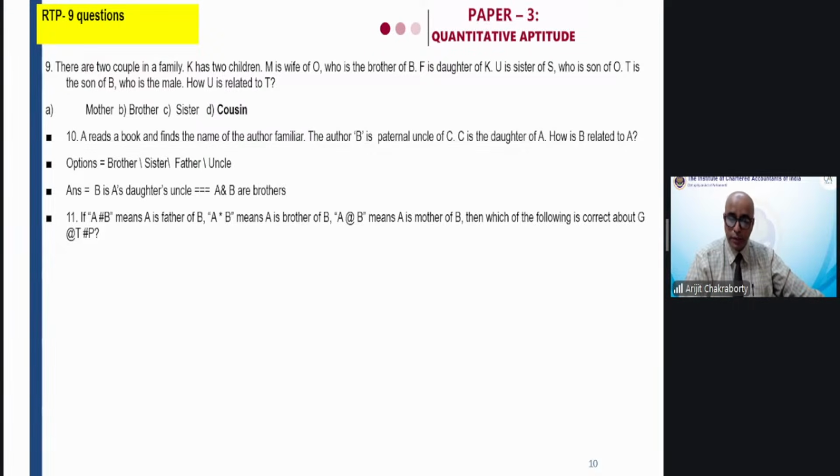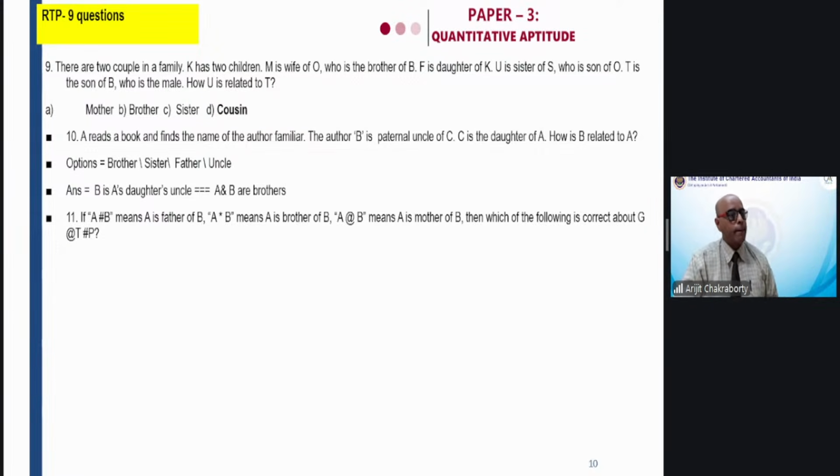Question is, how is B related to A? We can come to the conclusion that the author B is the paternal uncle of C, and C is the daughter of A. So the father is A and B is the brother. A and B are brothers. That means the author B is the brother of A, and A is the father of C. Basically, C is the daughter of A.